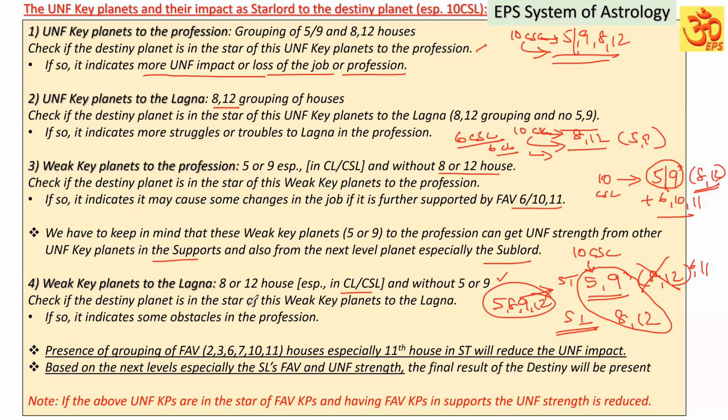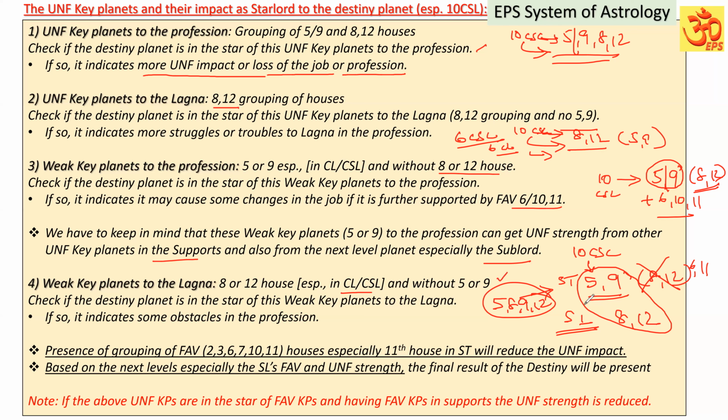Check if the destiny planet is in the star of this weak key planet to the Lagna. Suppose the 10th cuspal sublord is in the star of a planet which is the 8th lord or 8th occupant or 8th sublord, or 12th, similarly the 12th house. If either one of these is present, it indicates some obstacles in the profession. That we have to keep in mind. Only the grouping is making the difference. So I think you are able to follow.